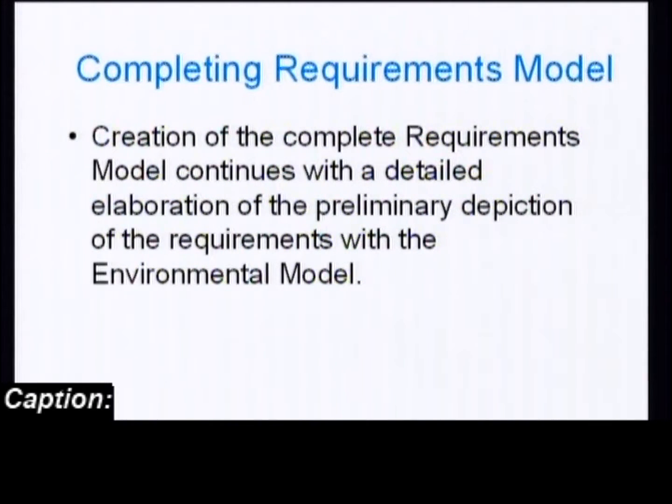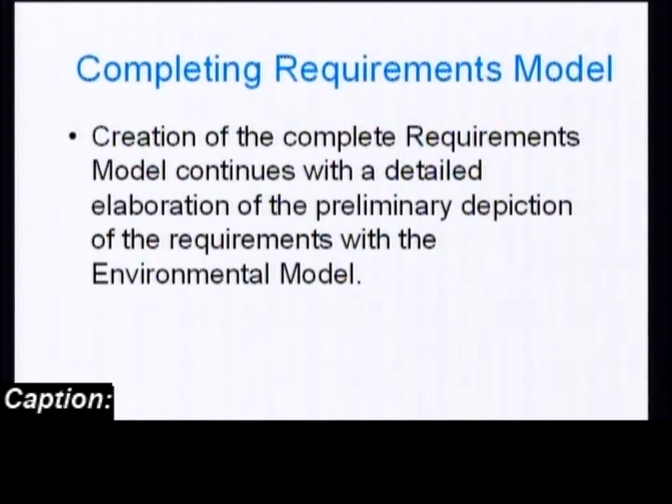So, at this point, we've really finished reviewing the components that make up an initial pass on modeling the system's requirements. And now we're going to circle back to do a more complete job. So, we're going to look at completing the requirements model. To accomplish this, we will use pretty much the same constructs as for the environmental model, with an extra item or two to wit. So, completing the requirements model will again involve creating the complete model with a detailed elaboration of the preliminary depiction of the requirements that were put in the environmental model.